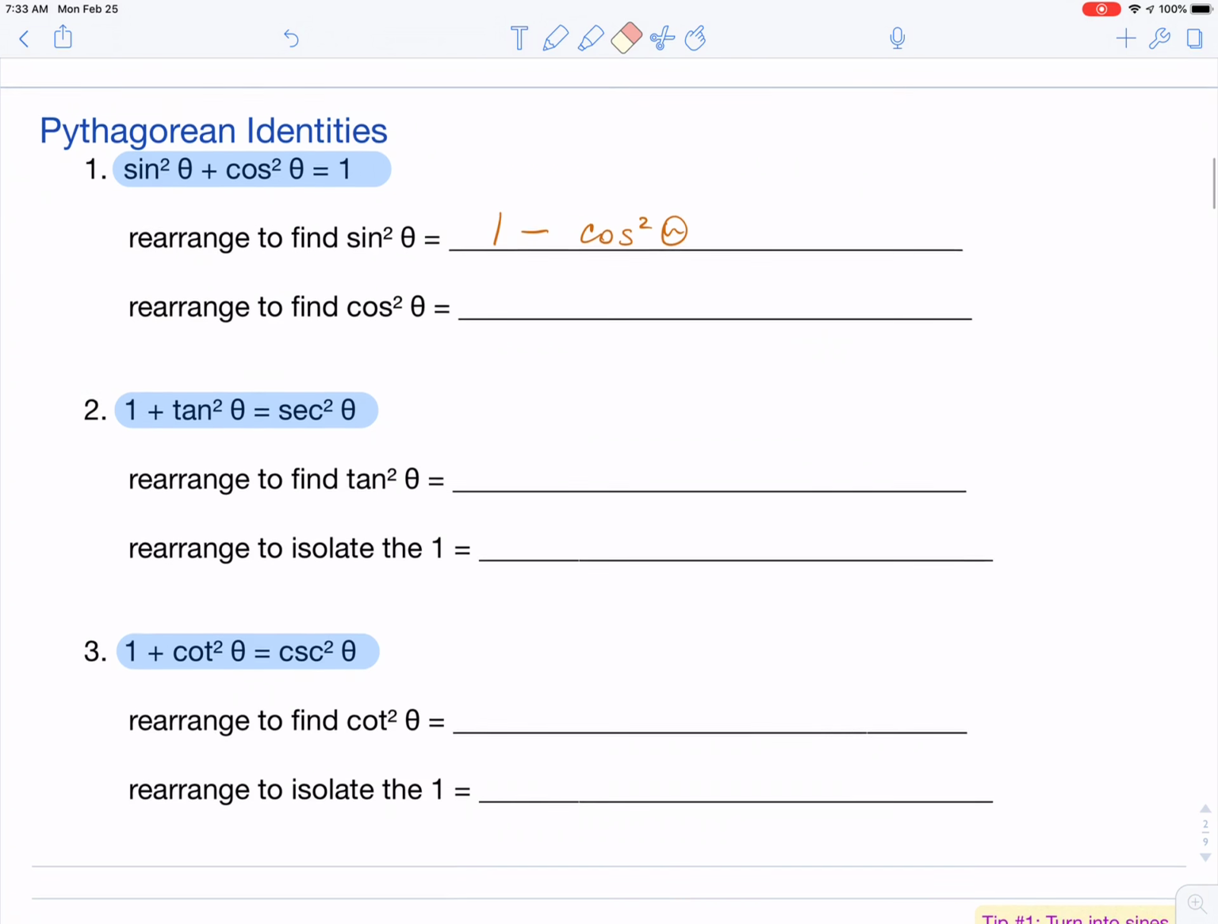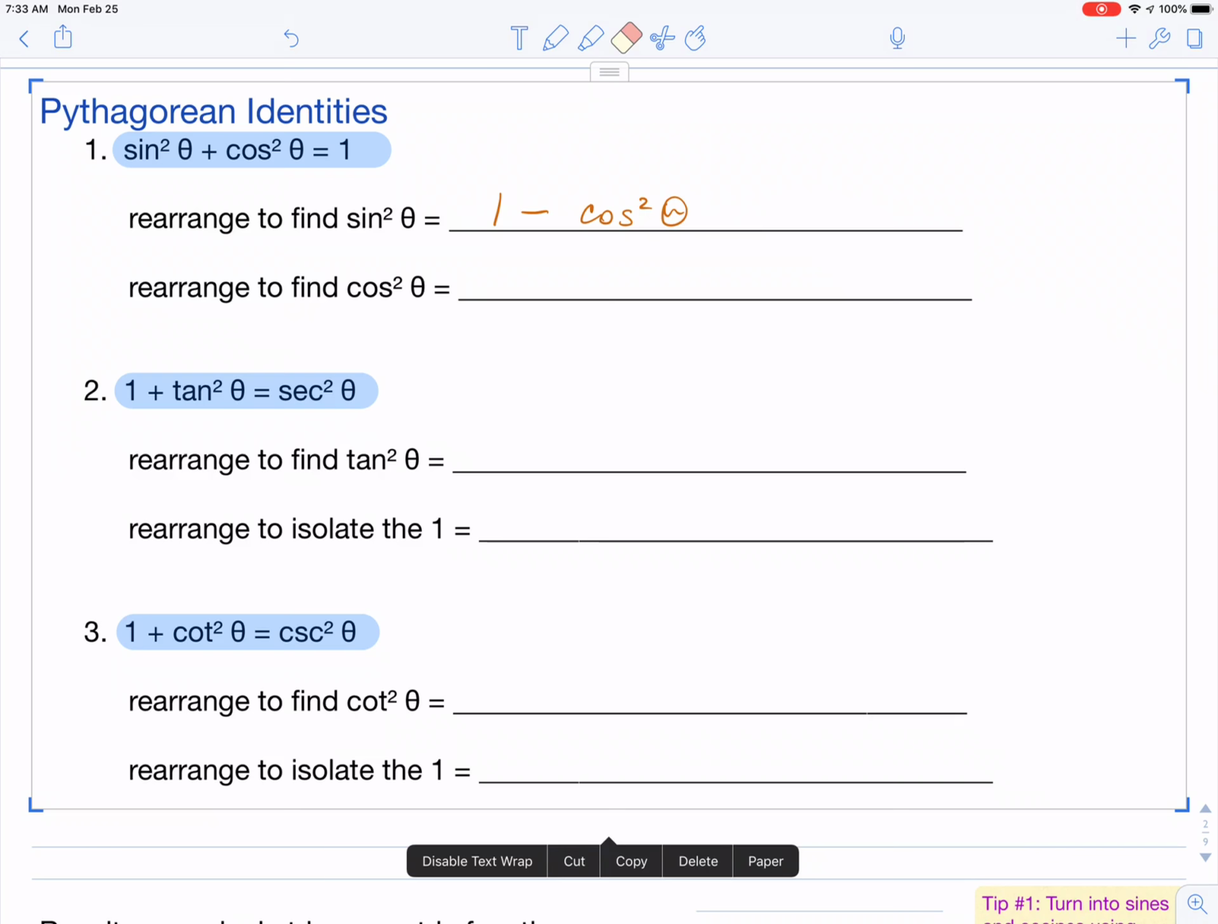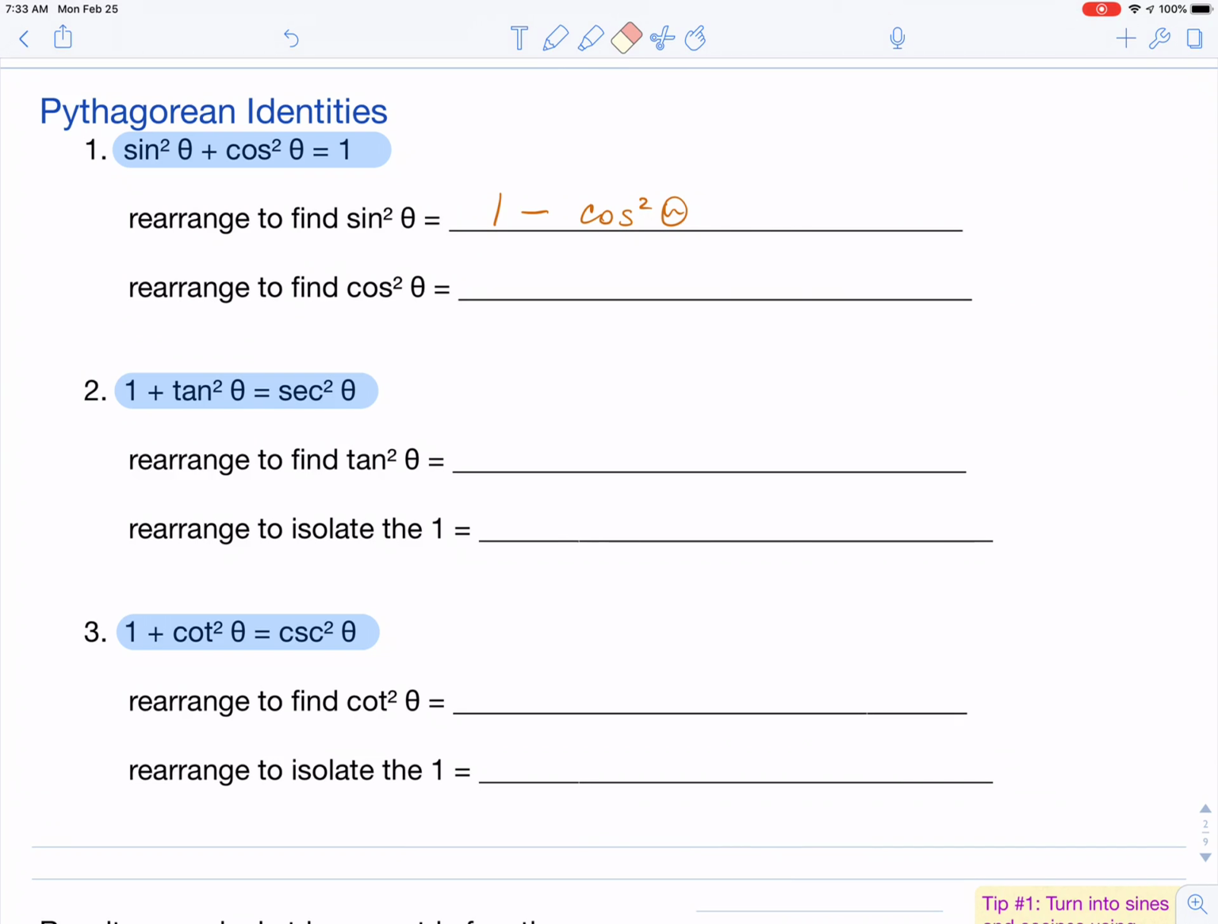So you'll notice that for each of these Pythagorean identities, there is 2 ways to rearrange. I've done the one for the first one, and so you are to find the other 5 ways to rearrange each of those 3 identities and bring those to class to turn them in.